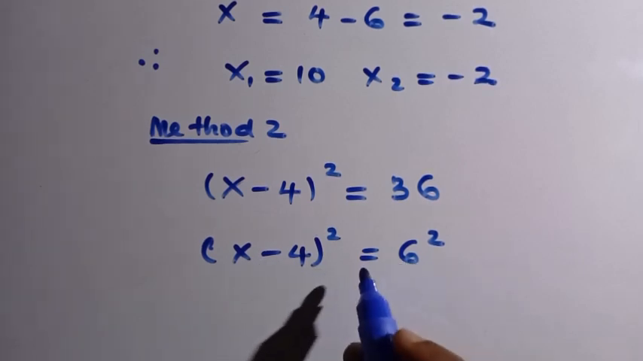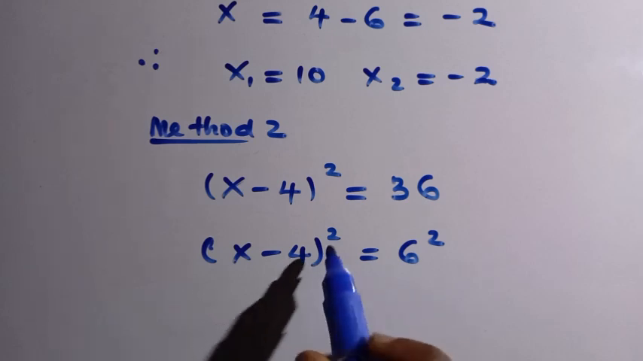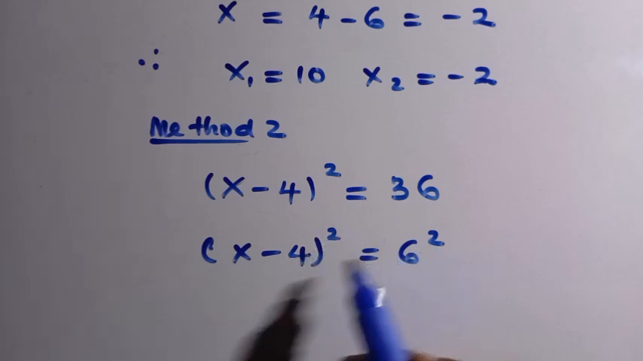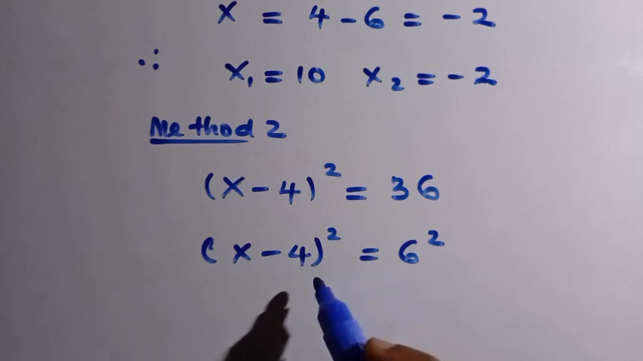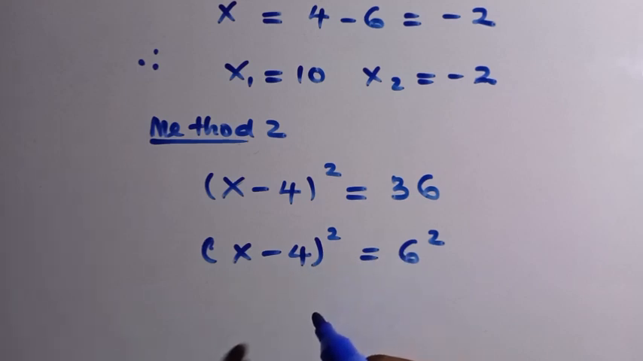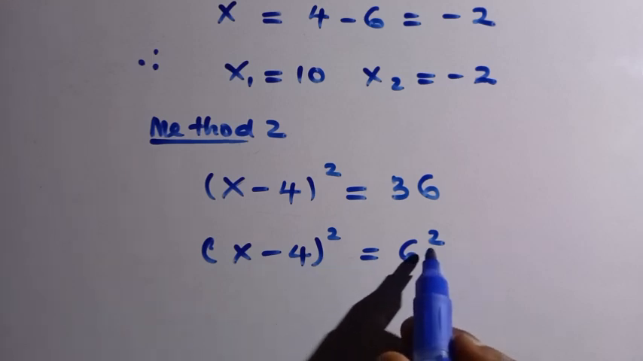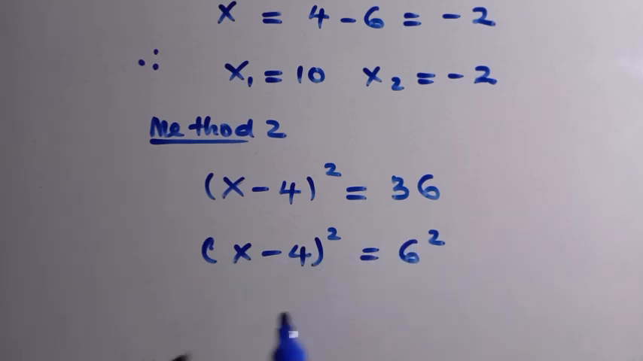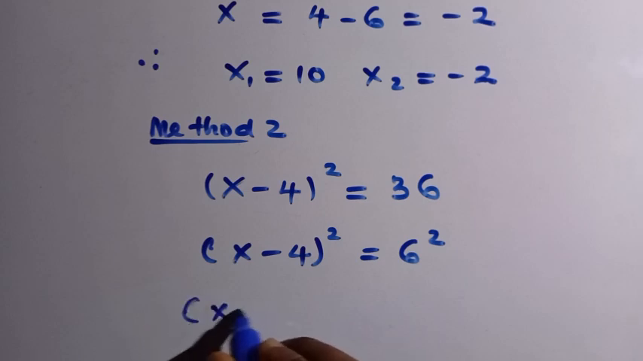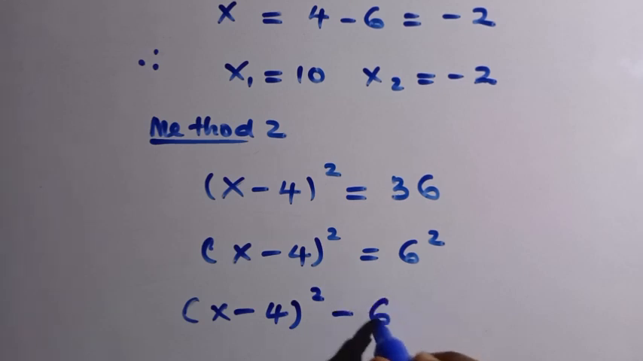But that does not give the full answer here, as what we got above is two answers. By cancelling ordinarily like that, we only get one answer, which is 10, and that doesn't make sense. We have to obtain the two solutions here. So to obtain the two solutions, let's transfer this 6 squared to the left hand side. By doing that, we have (x - 4)² - 6² = 0.